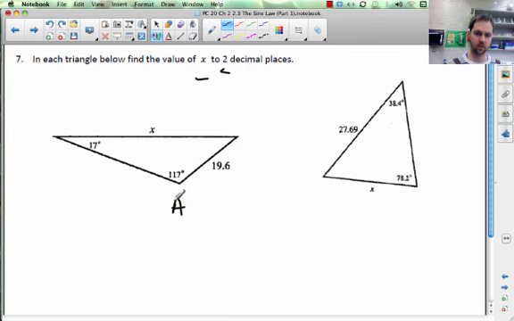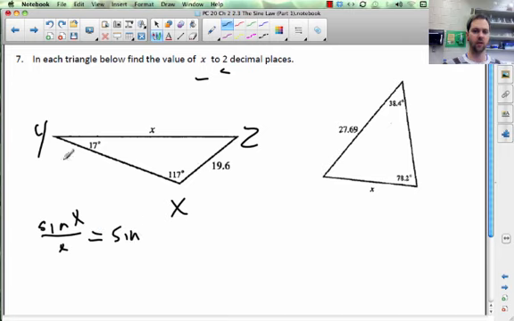So let's call this x, y, z. Triangle x, y, z. Doesn't matter where y and z go. X has to be here because it's across from the little x. So sine x over x equals sine, now we don't have angle z, so let's use y. So sine y over y. So this is side x, this is side z, this is side y.